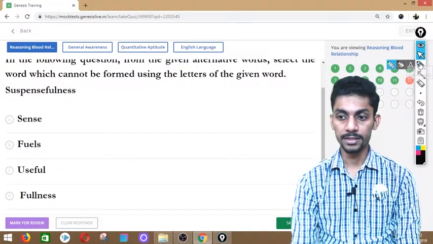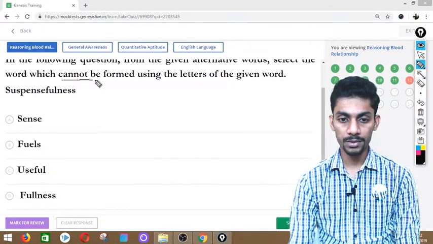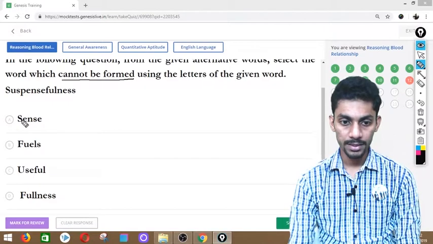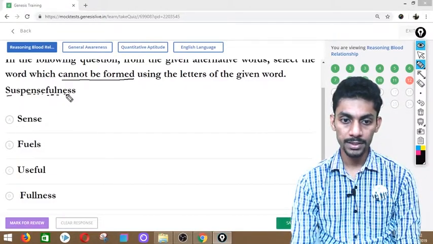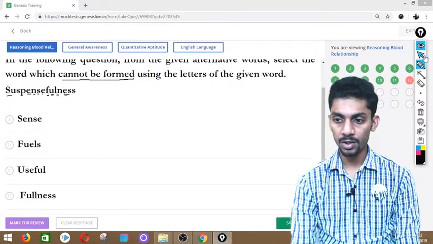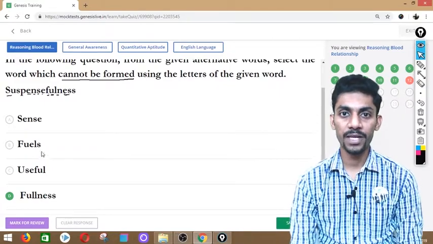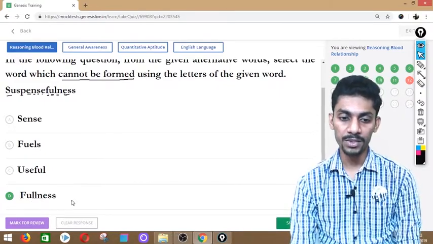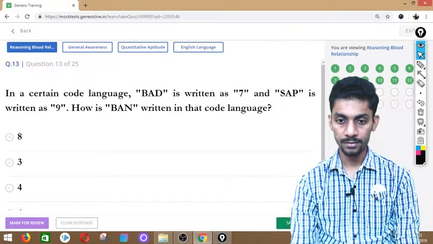Suspense, fullness. Okay. First, which word cannot be formed is the question. So sense, S-E-N-S-E, can be formed. Fuels, F-U-E-L-S, can be formed. Useful, U-S-E-F-U-L, can be formed. Obviously, option D cannot be formed. Why can it not be formed? This has two L's, but the given word has only one L. Option D has two L's, right? So mark it and go for the next one.